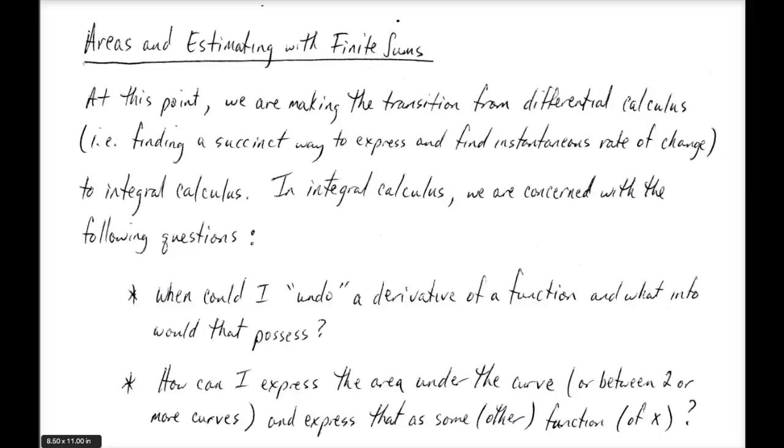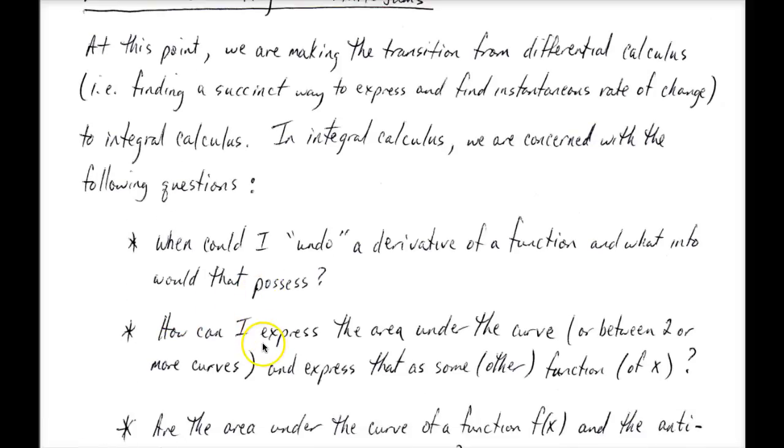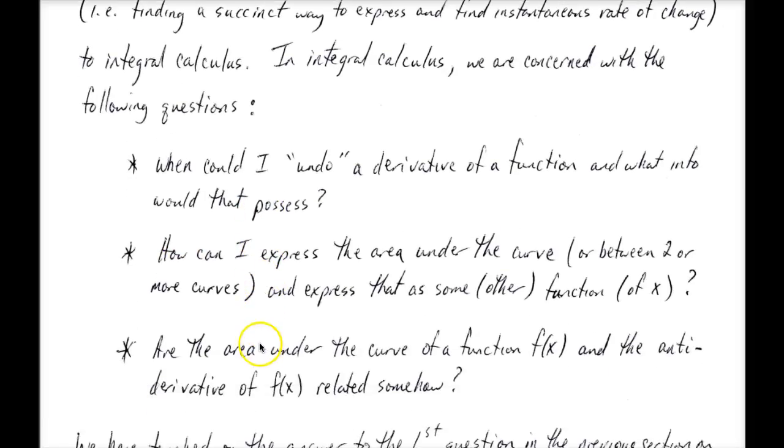So at this point, we're making the transition from differential calculus, that is to say, finding a succinct way to express and find instantaneous rate of change, to integral calculus. And in integral calculus, we're concerned with the following questions. And I actually have three here. The first question is, when could I, quote unquote, undo a derivative of a function, and what information would that possess if I did that?